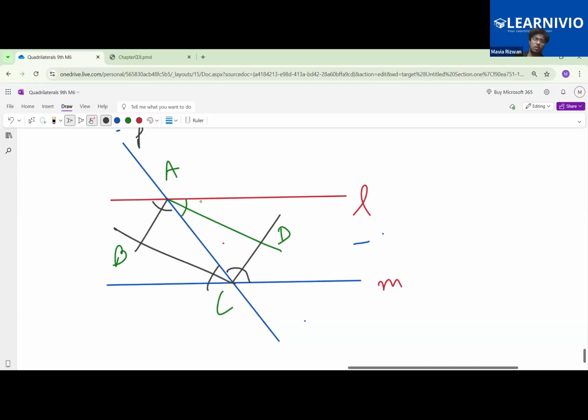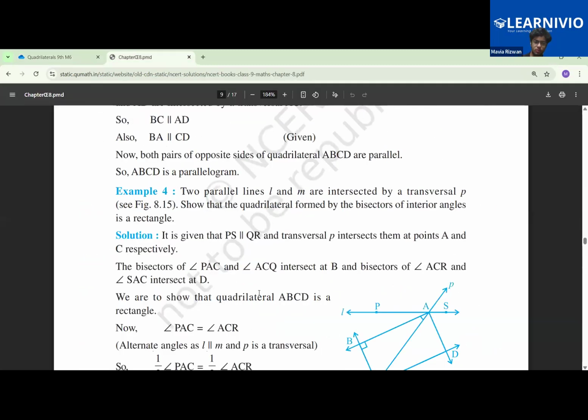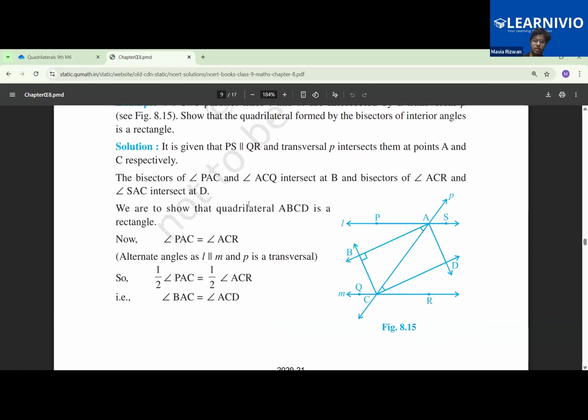So now let's solve this question very simply. First of all, in the book there was a different way. The way I'm seeing it: the bisector of angle PNC. Show that the angle PSC.